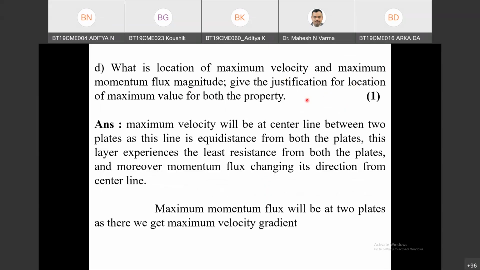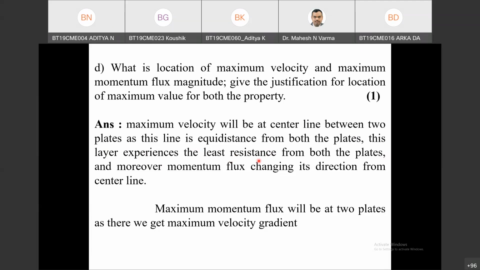What is the location of maximum velocity? Maximum velocity will be at the center. As all three viscosities are the same, the problem is symmetric in x direction. So resistance from both plates will be the same. So maximum velocity will be at the center between two plates, as this line is equidistant from both the plates. This layer is experiencing least and equal resistance from both plates.